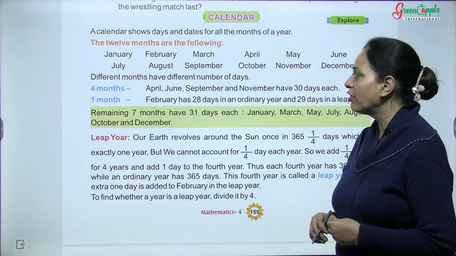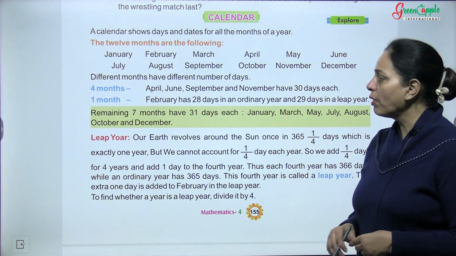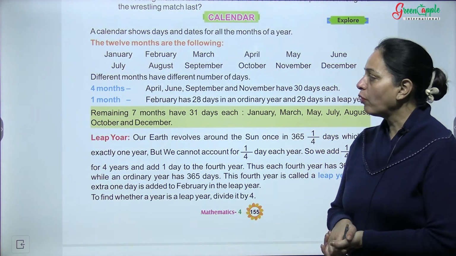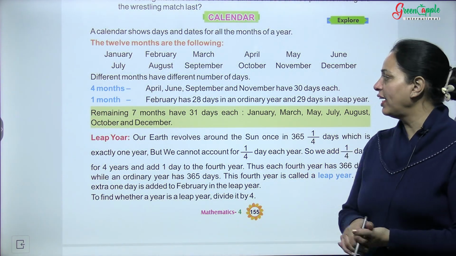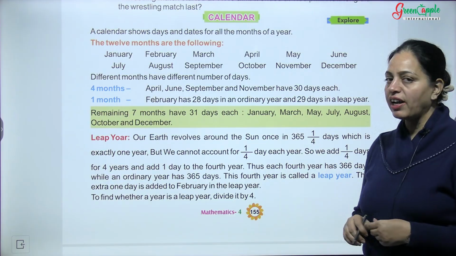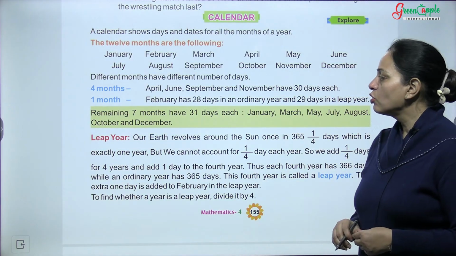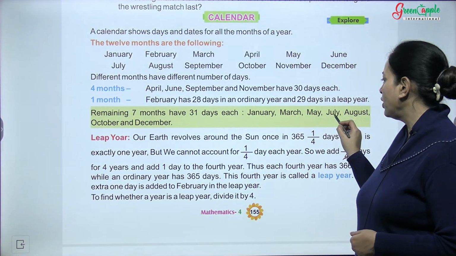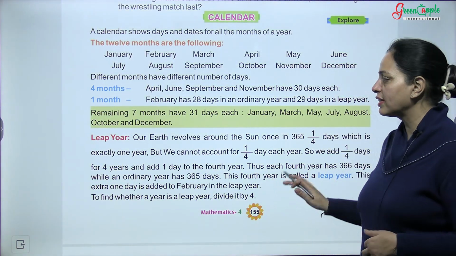Different months have different numbers of days. 4 months, April, June, September and November, have 30 days. And 1 month, February, has 28 days in an ordinary year and 29 days in a leap year. The remaining 7 months have 31 days each: January, March, May, July, August, October and December.